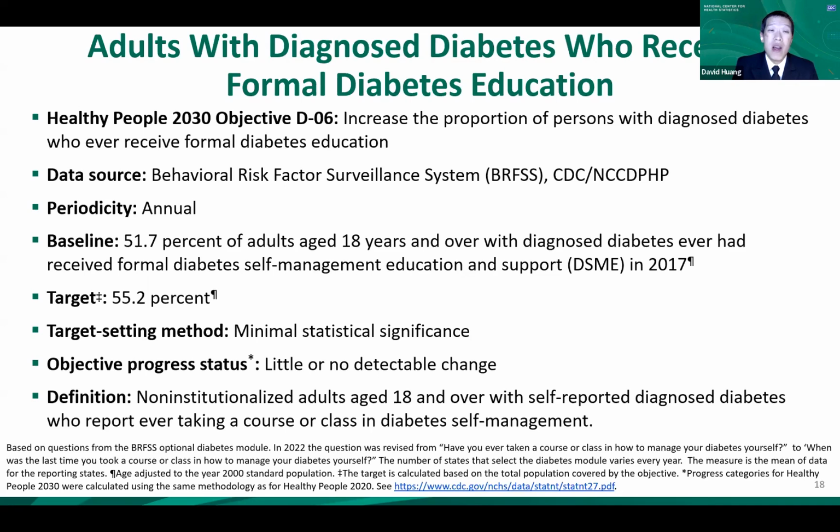This first objective tracks the percentage of non-institutionalized adults aged 18 years and over with self-reported diagnosed diabetes who report ever taking a course or class in diabetes self-management. At baseline in 2017, 51.7% of adults with diagnosed diabetes had ever taken a course or class in diabetes self-management. The national target to be reached by the end of the decade is 55.2%. Next slide.